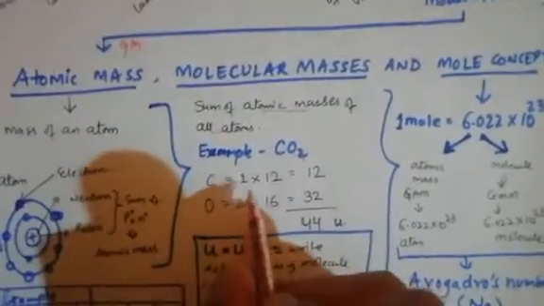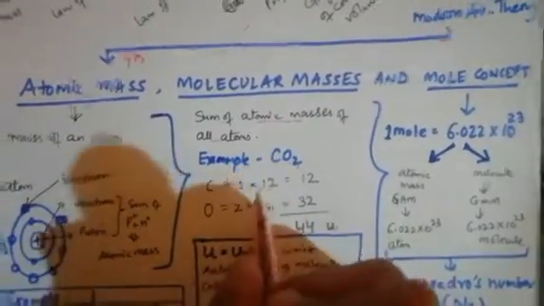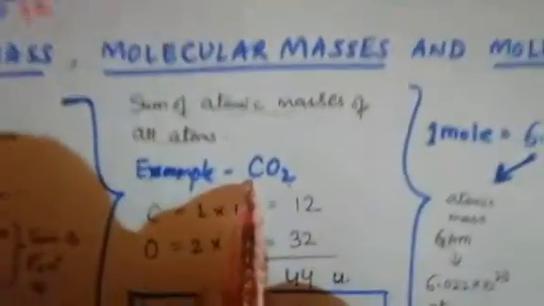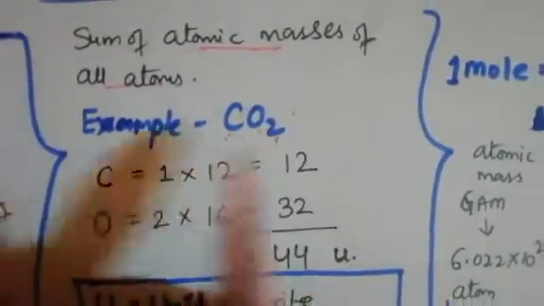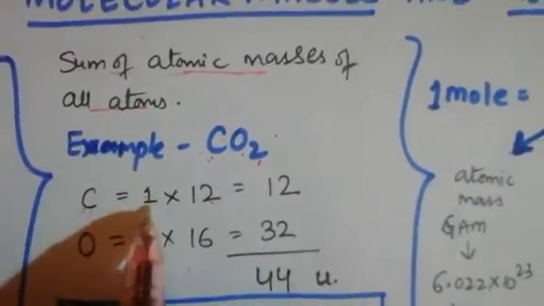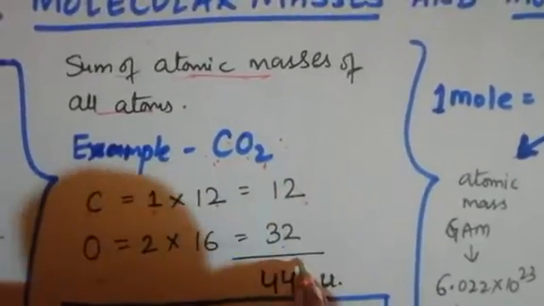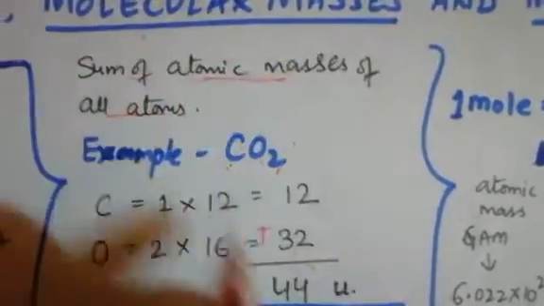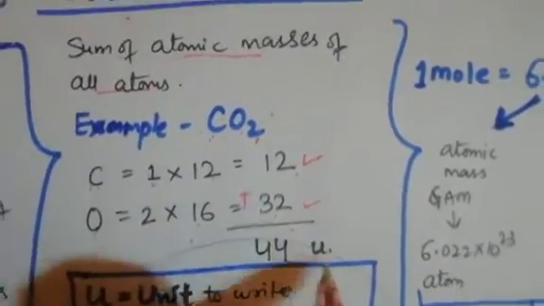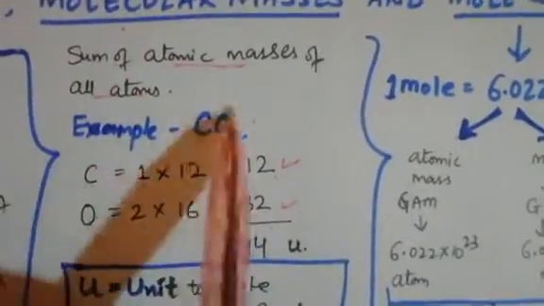So now if we calculate the molecular mass, what do we need to do? We need to see 2 steps. First step atomicity, second step mass. So what is the atomicity of carbon here? 1. And what is the atomicity of oxygen here? 2. So what is the mass of carbon? 12. What is the mass of oxygen? 16. Now calculate mathematically: 1 into 12, 12. 2 into 16, 32. When we sum the atomic masses, this is the atomic mass of carbon, this is the atomic mass of oxygen, the sum of atomic mass is 44 unit. This 44 unit is the total molecular mass of this carbon dioxide molecule.